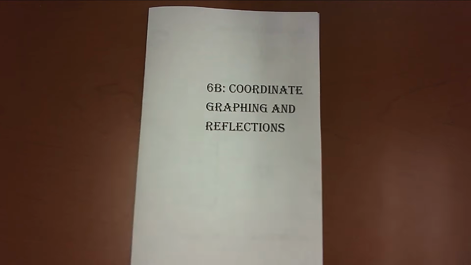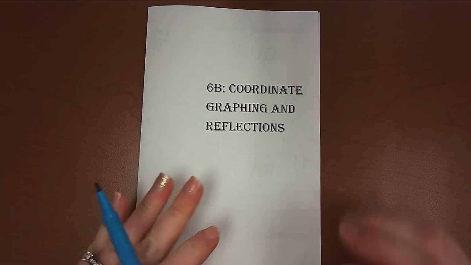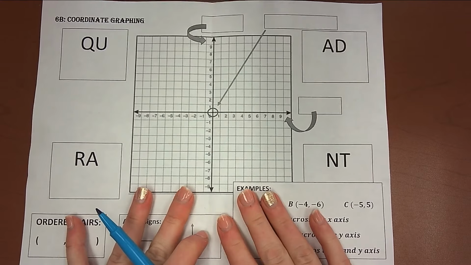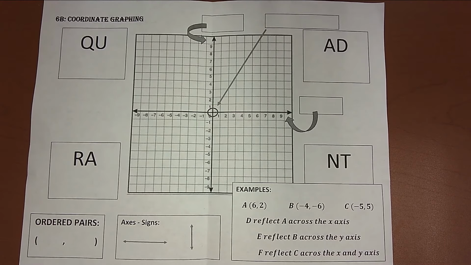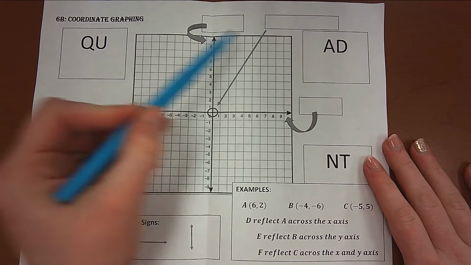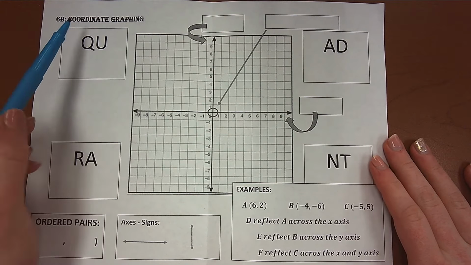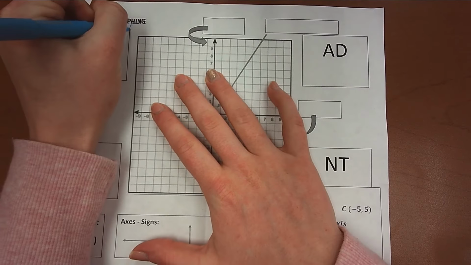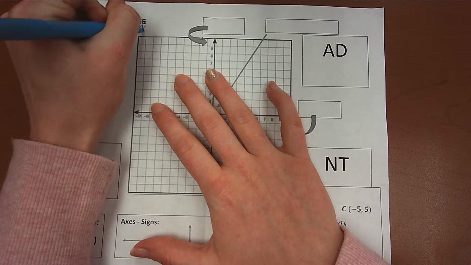In today's video, we're going to be working on coordinate graphing and reflections. And so if you open up your foldable here, the first thing that we're going to do is talk about this thing that we call a coordinate plane. We do coordinate graphing on what we call the coordinate plane. So this whole thing is what we call a coordinate plane.